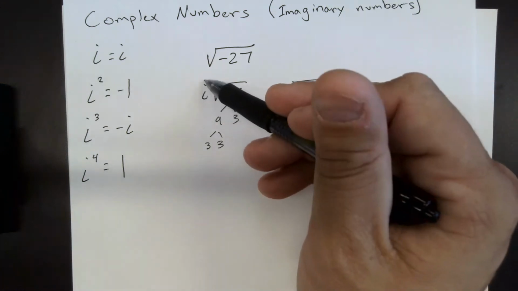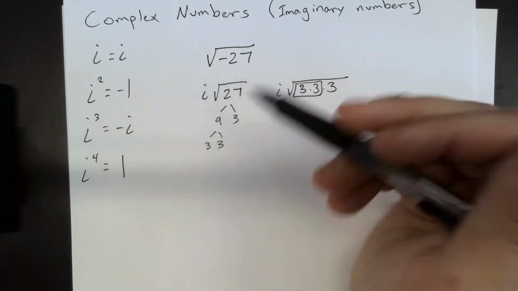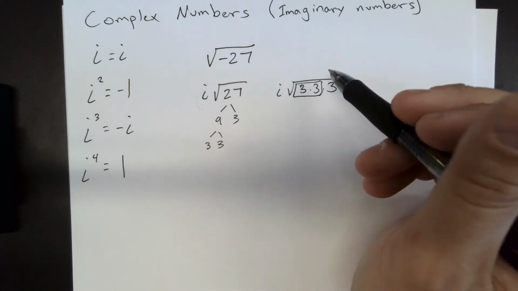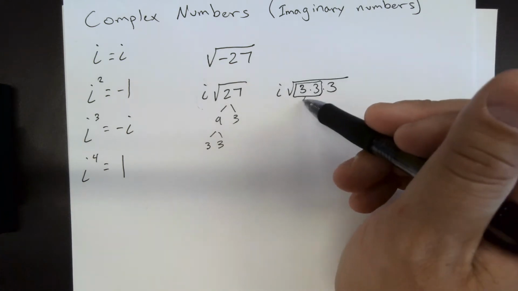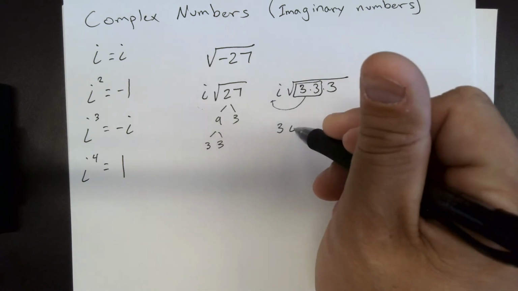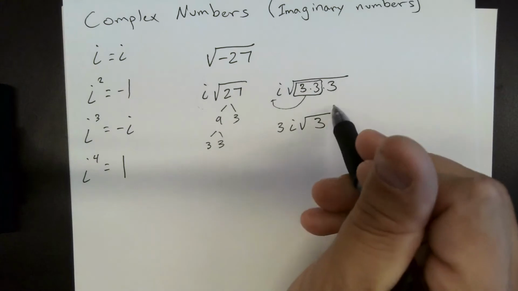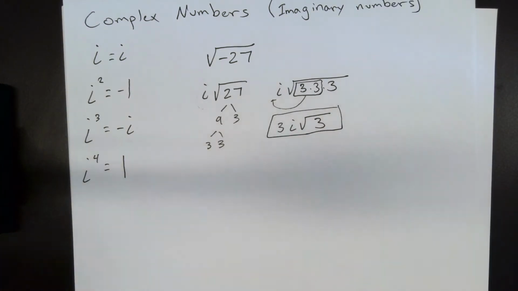Nope, the negative's right here. Okay, so as soon as you bring out i, the negative's gone. And then you have a pair of 3's, you bring out one of the 3's, and you're left with that as your solution, right there. Okay, questions so far? So i comes when you square root negative numbers. That's where i comes from.